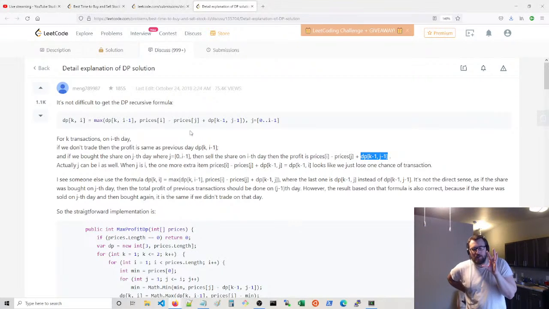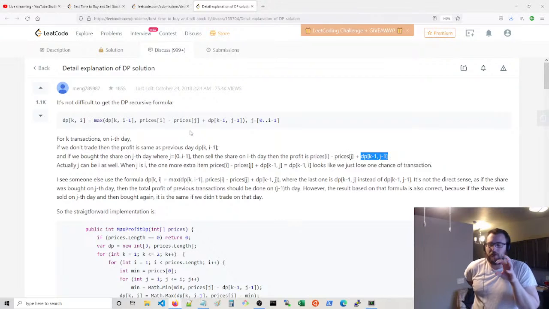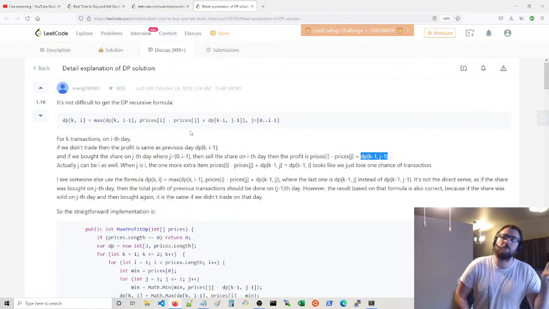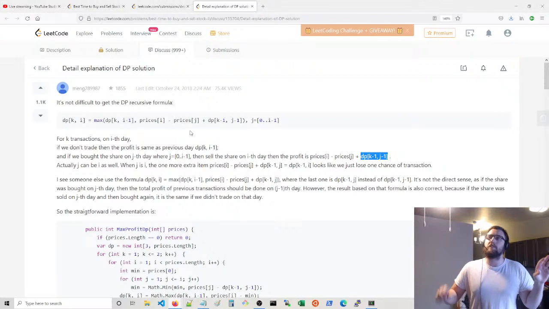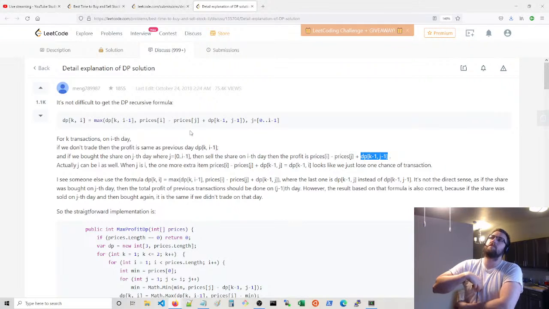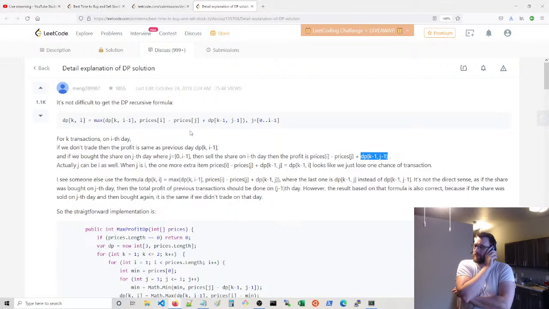If we consider the ith day, if we have a stock that we're selling on that day, then there was some day that we bought before, and we can say either we sell it or we don't sell it. So it's going to be the maximum of these two options. Not selling it would be just dp of k, and then I minus 1. It's just the previous optimal for I minus 1.